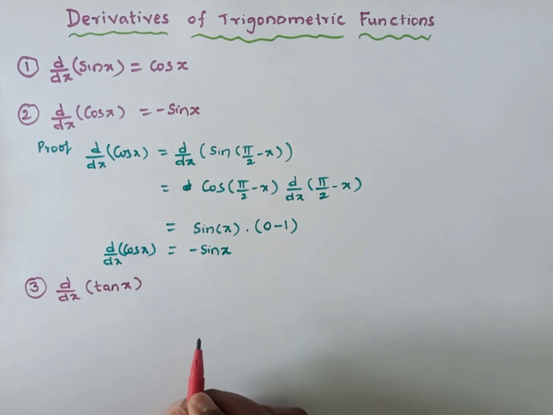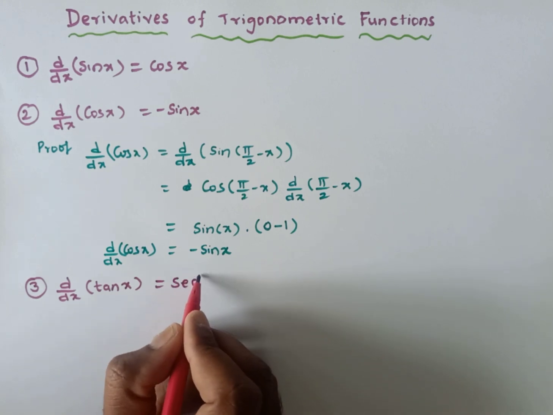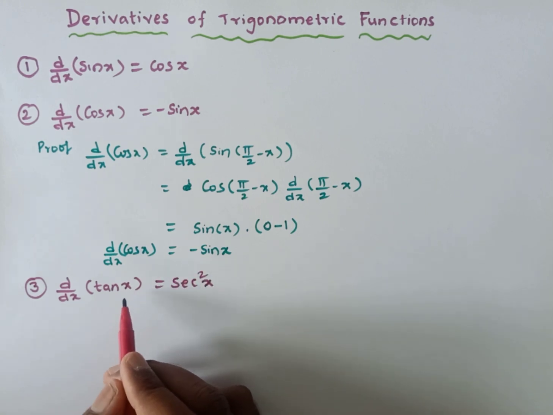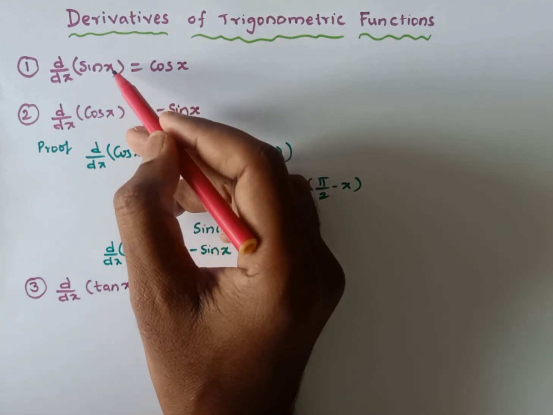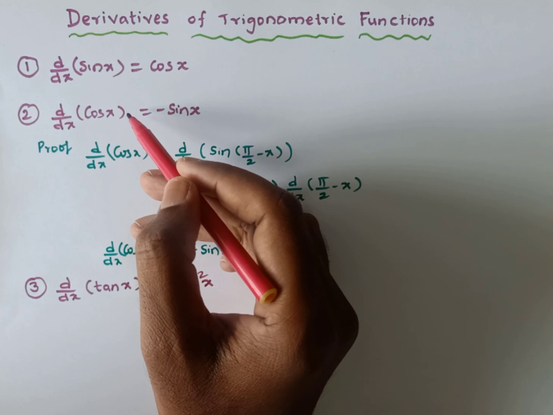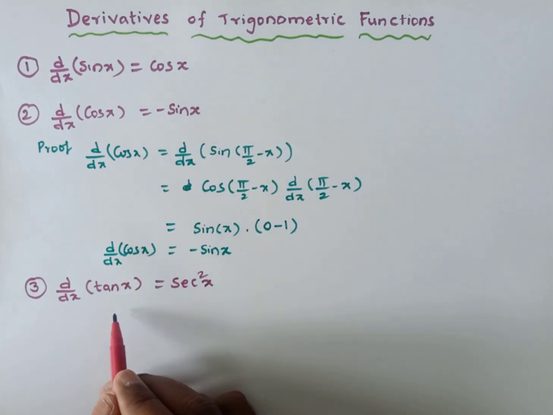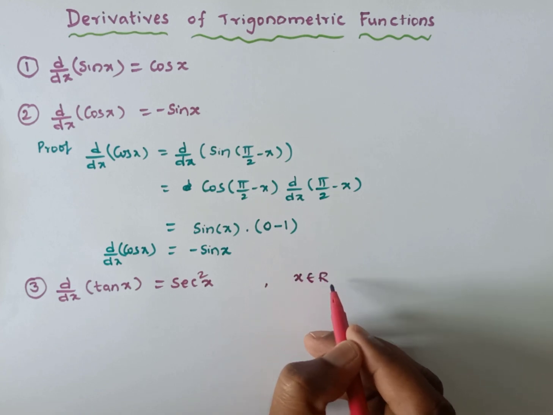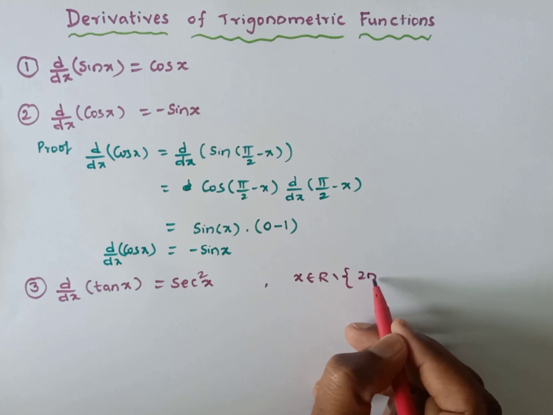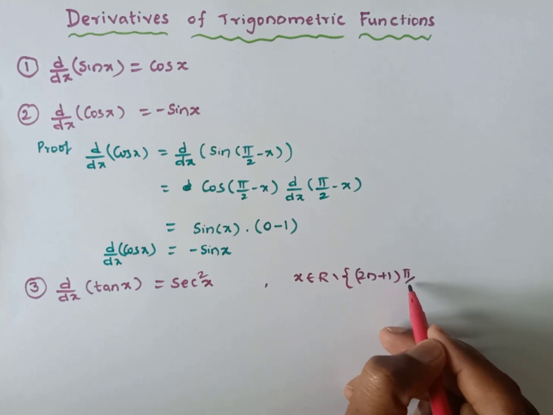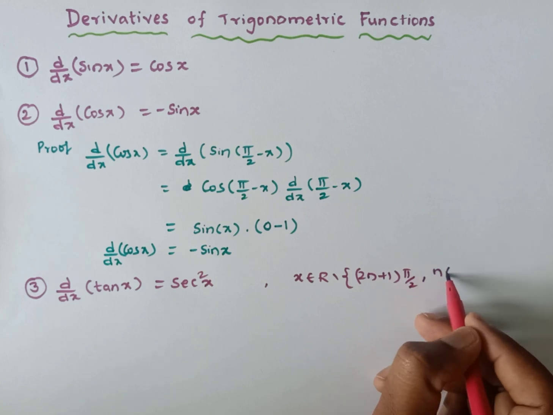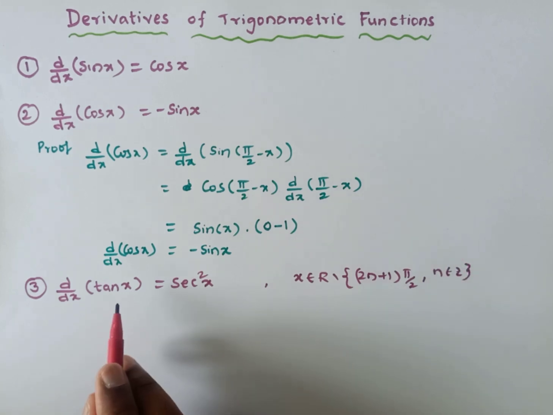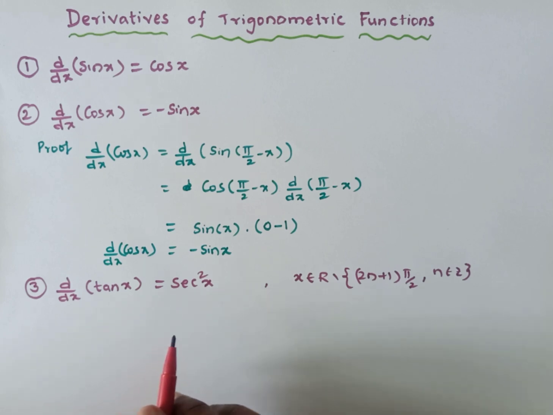Now next, number 3, the derivative of tan x. The derivative of tan x is secant square x. Here I am not writing the domain for all the trigonometric ratios. As you know, sin x and cos x are valid for all real numbers, but for tan x you should know the restriction: x belongs to all real numbers except odd multiples of pi by 2, that is (2n plus 1) pi by 2, where n is any integer. So you just need to know the restriction, but the derivative of tan x is equal to secant square x.